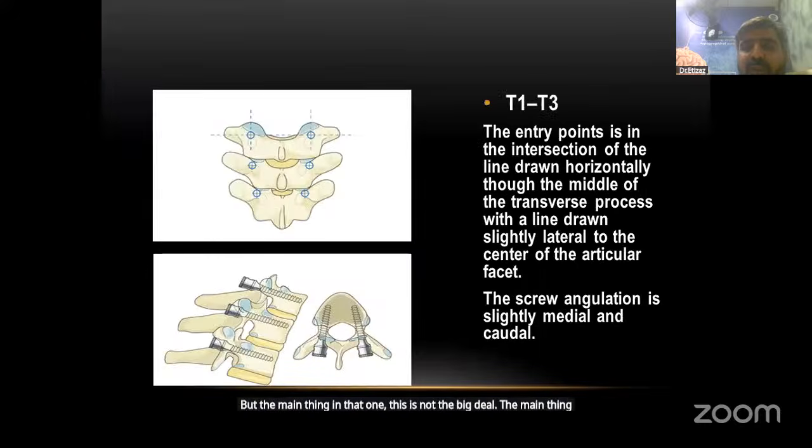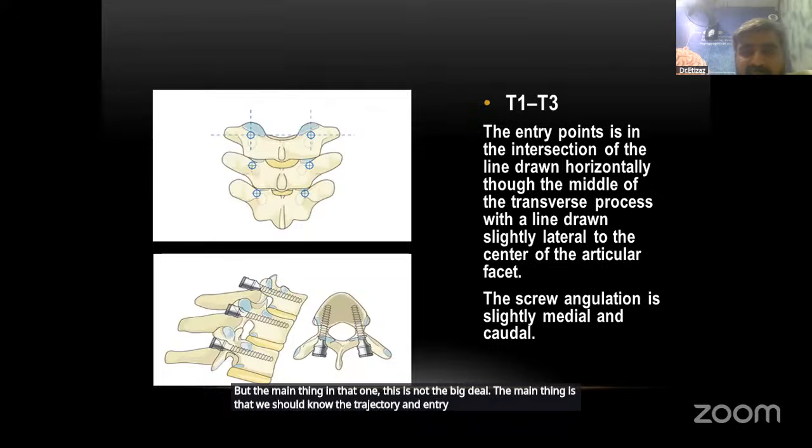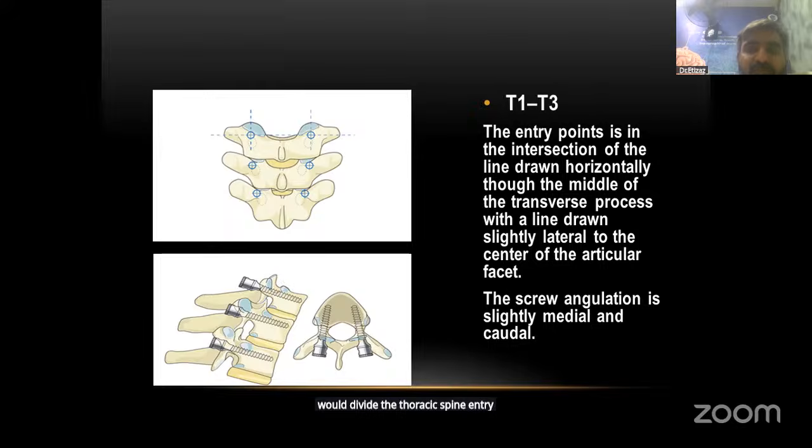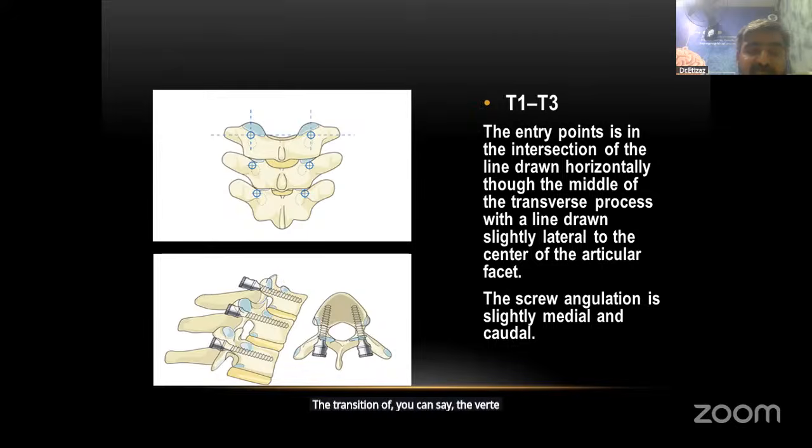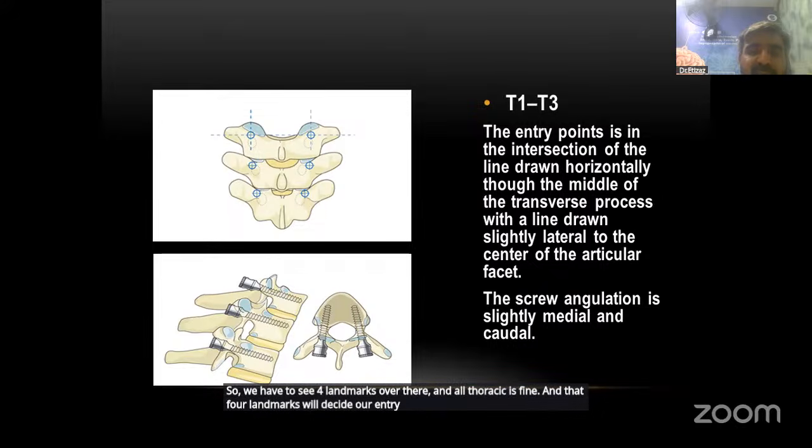The main thing is that we should know the trajectory and entry point in the thoracic spine. When we are dealing with the thoracic spine, we divide the entry point and trajectory into 4 parts according to the transition of the vertebrae from T1 to T12. We divide the upper thoracic, T1 to T3, because it's the transitional change from cervical to thoracic. So we have to see 4 landmarks in all the thoracic spine, and those 4 landmarks will decide our entry point and trajectory. Look here.